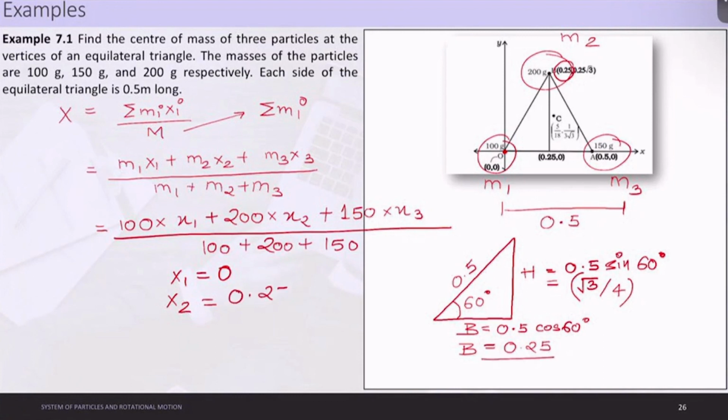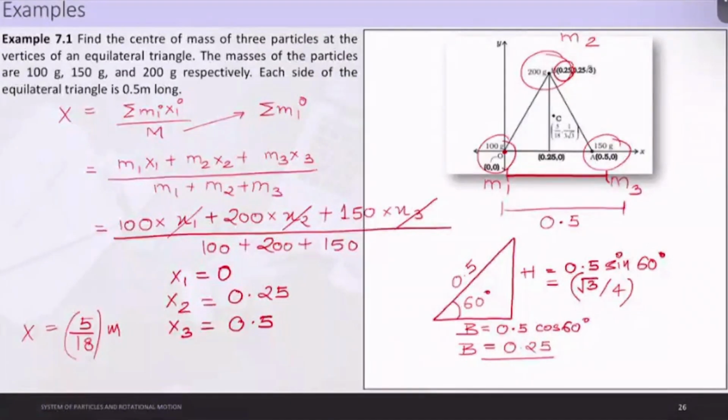Similarly, what will be x3? X3 will be nothing but equal to this complete distance, which is equal to 0.5. So you know this value, you know this value, you know this value. Just put the results. After putting the values, you will get the value of x as nothing but equal to 5 by 18 meters. I hope you understood how we got the value of capital X, which was 5 by 18 meters.